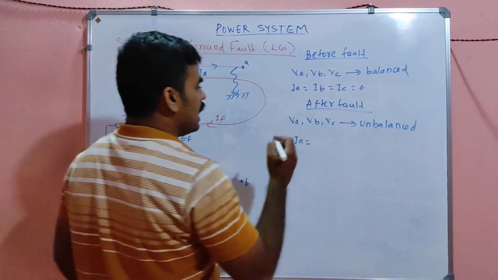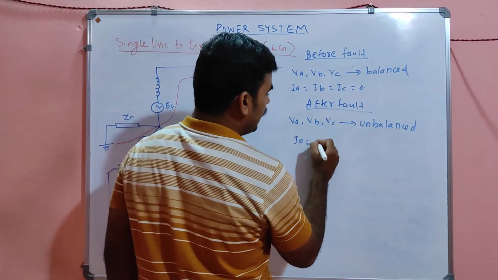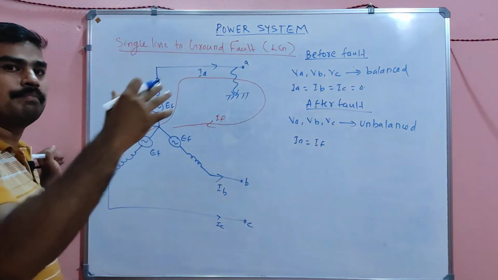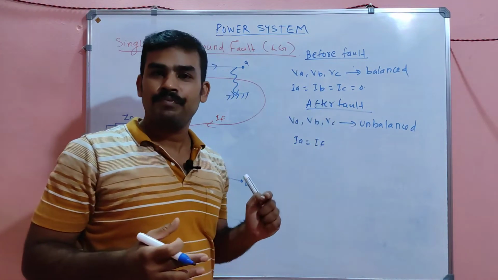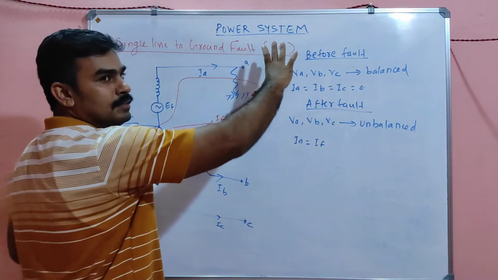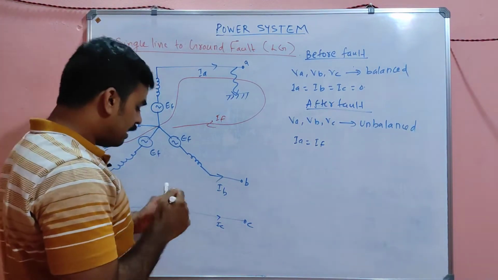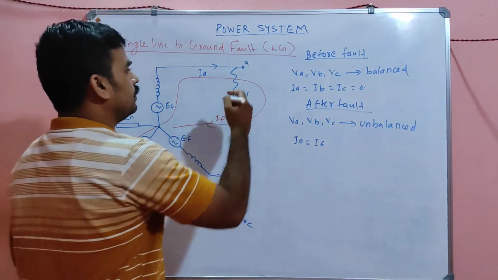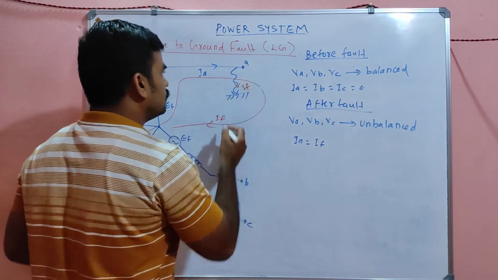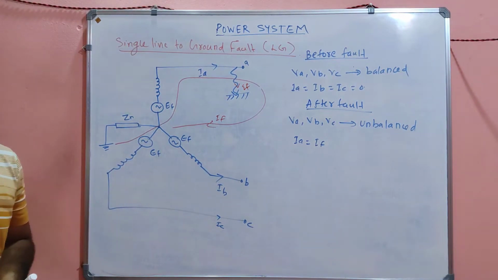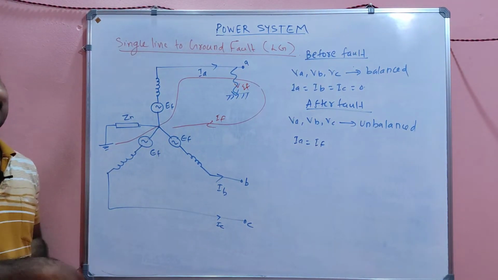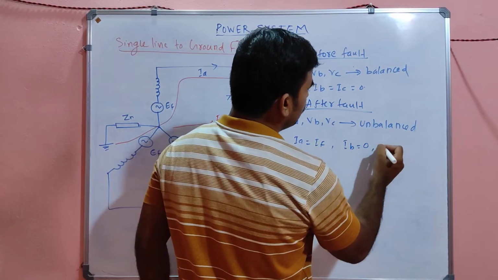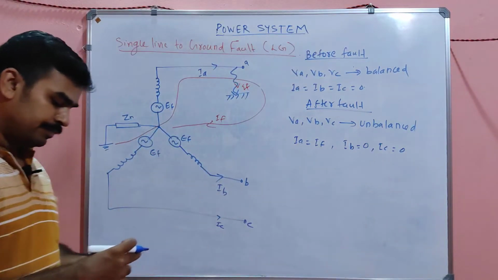So I can say that after the fault, IA will now be represented as a fault current, because this IA is not the previous IA. Previous IA was what, my dear? 0. Previous IA was 0 because it is open circuited. There is no load connected at all. But after the fault occurs, there will be a flow of current. There will be a flow of fault current. So this IA will now be termed as the fault current. And the same, IB equal to 0 and IC is equal to 0. There is no change at all.